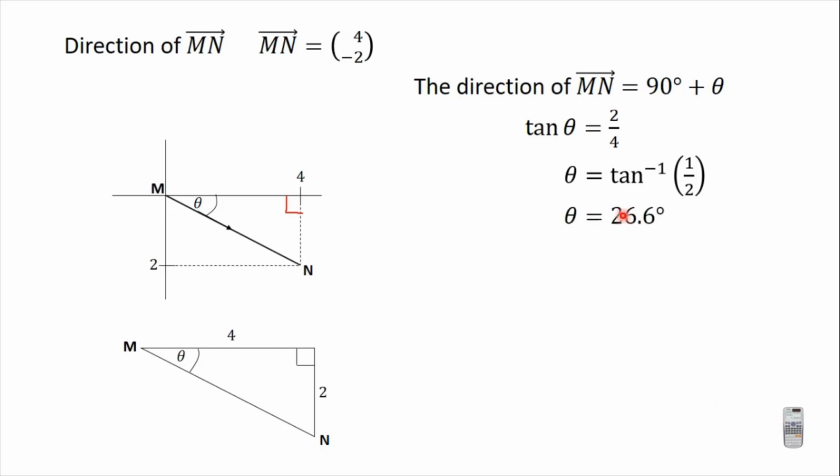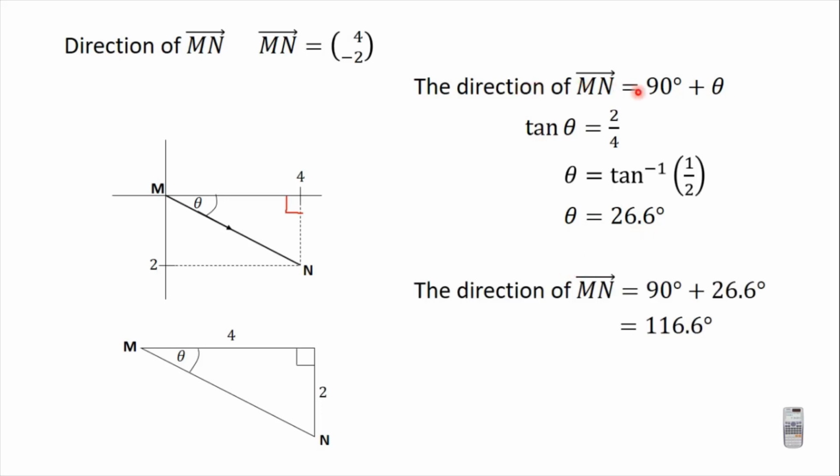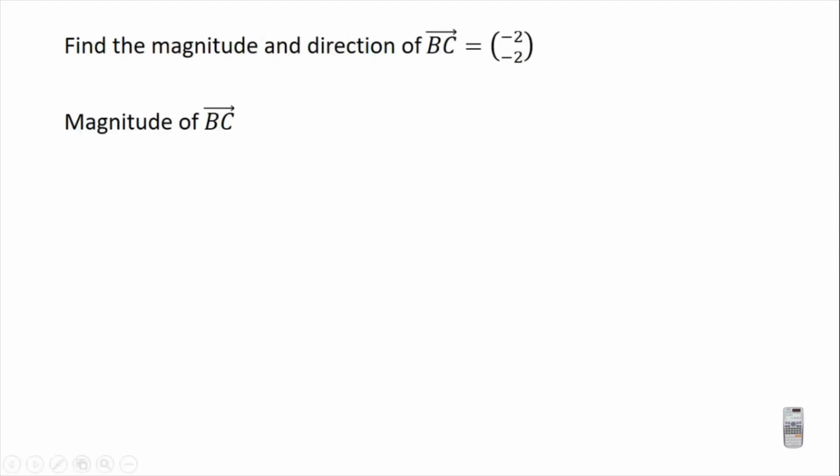If you find the tan inverse of 1 over 2 and you correct that to 1 decimal place, you are going to have 26.6 degrees. Okay, so we can say that the direction of MN is equal to 90 degrees plus theta, which is 26.6 degrees. And when you add this, you are going to have 116.6 degrees. So for vector MN, the magnitude is 4.5 units and the direction is 116.6 degrees. Find the magnitude and direction of vector BC.